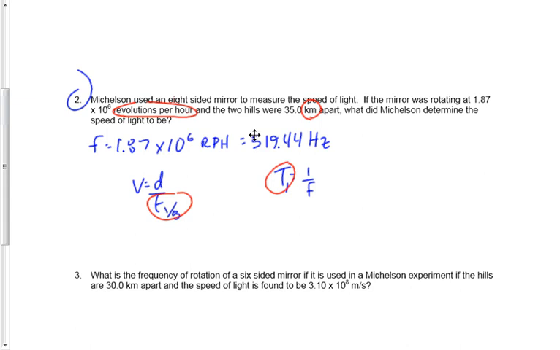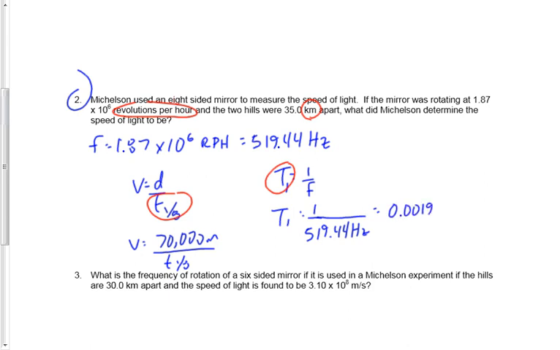Let's plug some numbers in here. We're trying to measure the speed of light, so we don't know what v is. We do know what d is. It's 70,000 meters, not 35,000 meters, not 70 kilometers, but 70,000 meters. We don't know what little t is. All right, no big deal. One over the frequency, 1 over 519.44 hertz, ends up giving me what? Do you have that one too? 1.925 times 10 to the minus 3 seconds. Now that's the time for one complete rotation.